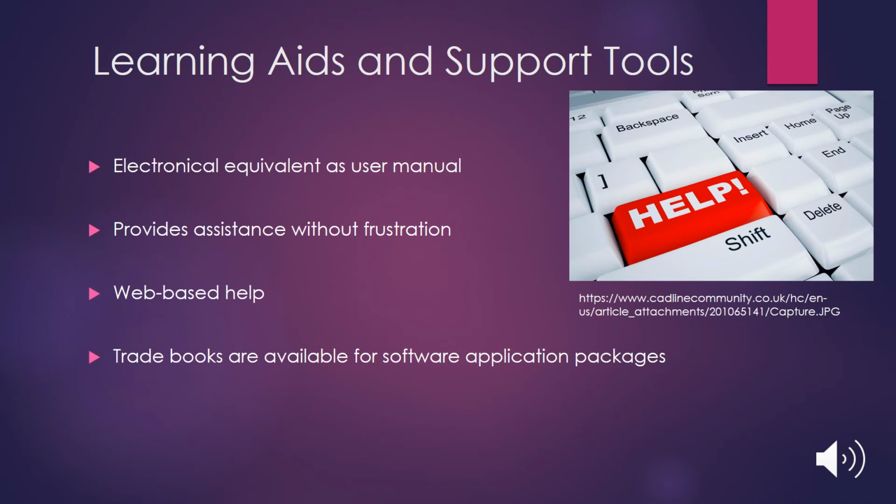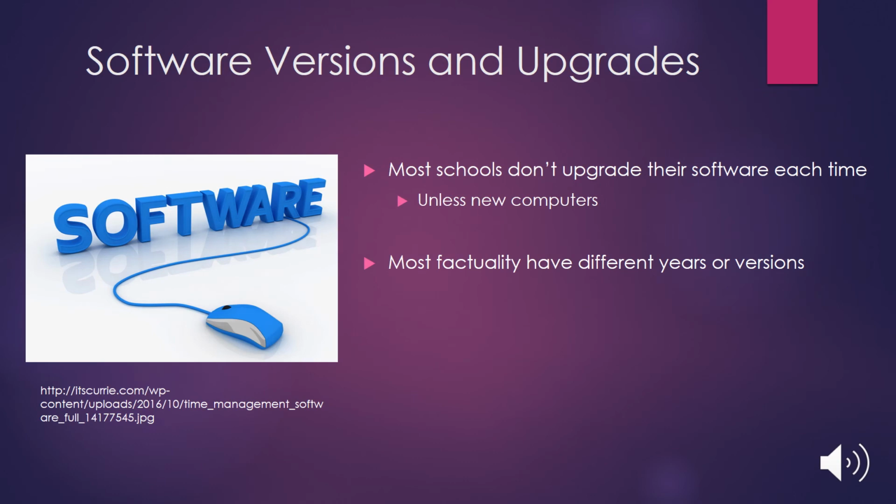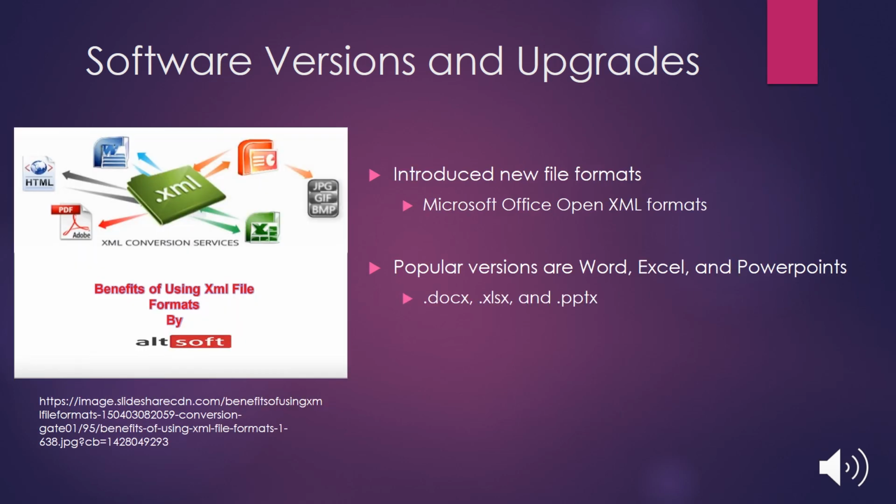Trade books are available to help you learn to use features of software application packages. Some software versions include Microsoft Word and PowerPoint. Most schools don't upgrade their software each time unless it's a new computer or computers. Most faculty and/or teachers have different years or versions. One teacher can have Word 2016, for example, and another one can have Microsoft Word 2010. It just depends on what the teacher has and what the school has.